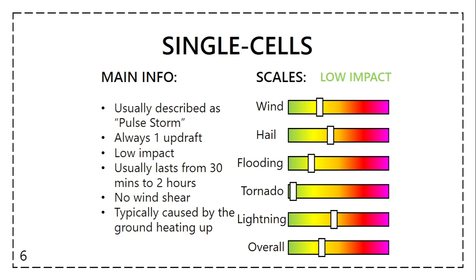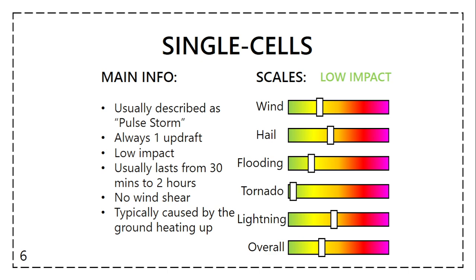Main info: usually described as a pulse storm. These are very light storms, they do not last long. One updraft, remember what updraft is? A rising column of air from the surface, and that leads to cloud formation. Low impact, don't worry about these.